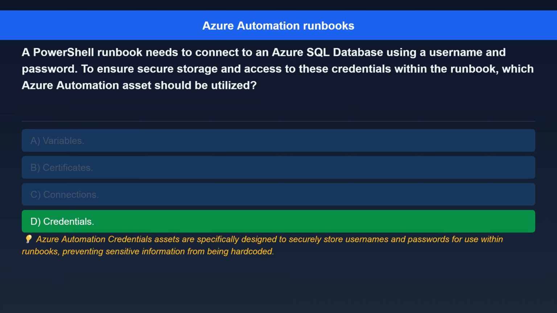The correct answer is Credentials. Here's the explanation. Azure Automation Credentials assets are specifically designed to securely store usernames and passwords for use within runbooks, preventing sensitive information from being hard-coded.